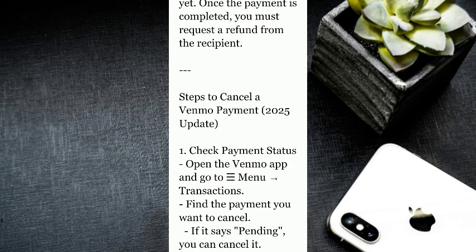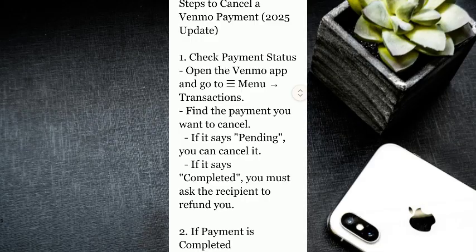First, you have to check the payment status. Like I said, open the Venmo app and go to the menu, then tap on transactions. Find the payment you want to cancel. If it says pending, you can cancel it. If it says completed, then you must ask the recipient to refund you.